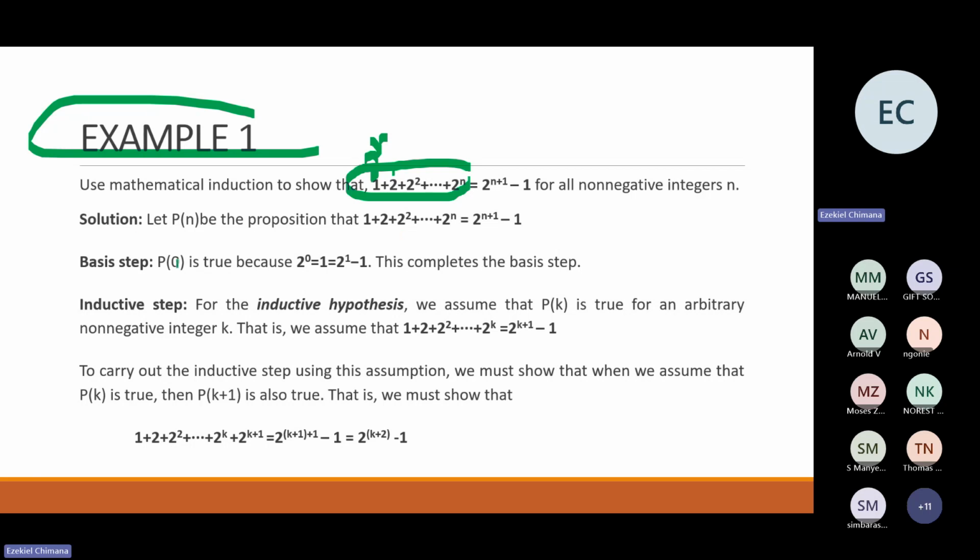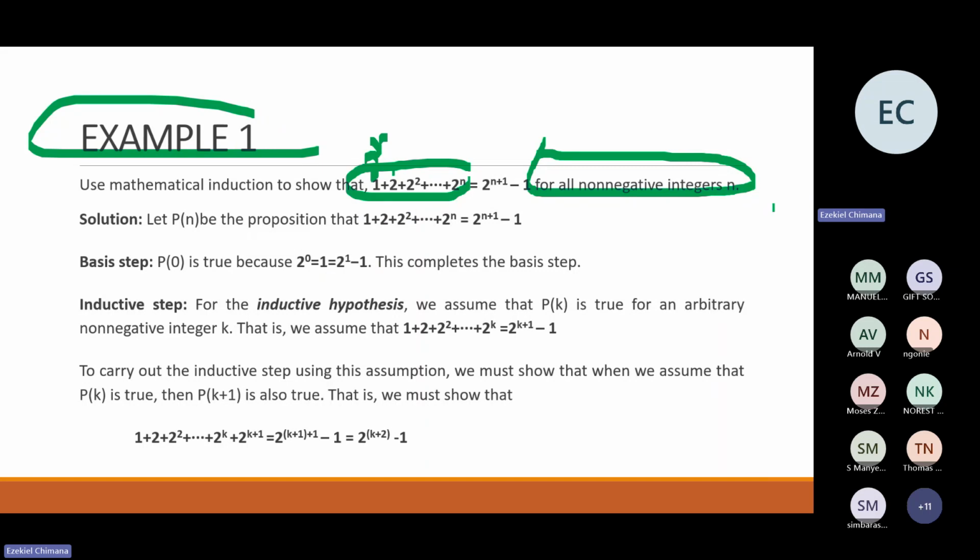So how do you do that? So the basic step, you can look at p of 0. Why are we taking p of 0? Because when n is equal to 0, here we are saying for all non-negative integers n. So the domain is from 0 going up. You can take any number which satisfies those values that we are seeing here, but I think p of 0 would be the most appropriate.